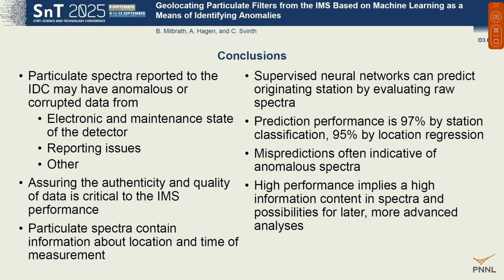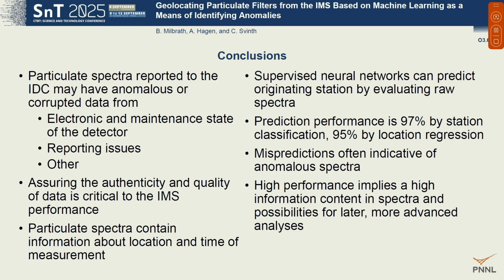So in conclusion, particulate spectra in the IDC sometimes have anomalies. Those can be electronic noise, reporting issues, or some other mistake. Assuring the authenticity and quality of data is critical to the IMS's performance. There's a lot of information in there. We found it relatively easy to apply machine learning to it.